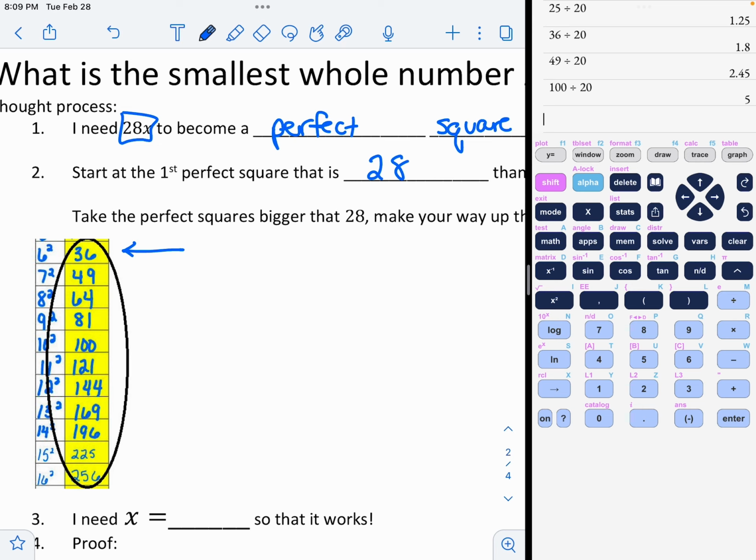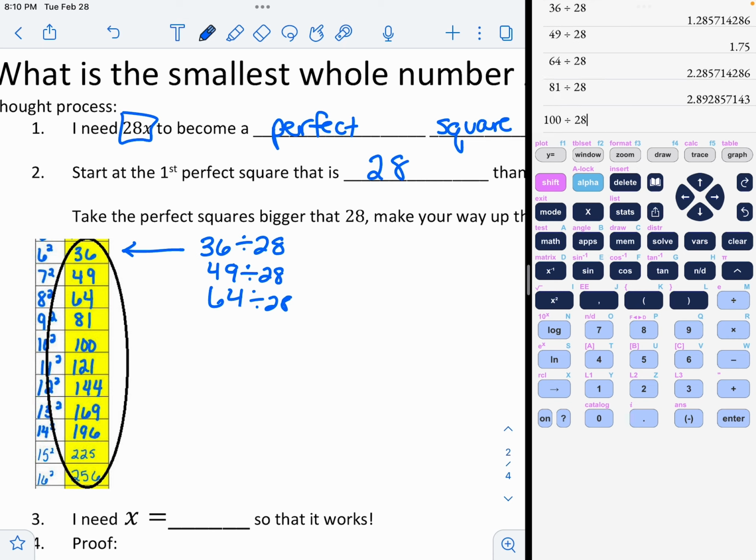I just copy and pasted this in Paint for you. So I do 36 divided by 28, and that will be a decimal. Then 49 divided by 28, again a decimal. Then 64 divided by 28, again a decimal. And you make your way up your list. So I'll do 81 divided by 28, 100 divided by 28, 121 divided by 28, 144 divided by 28, 169 divided by 28. None of these are working. 196 divided by 28. There it is.